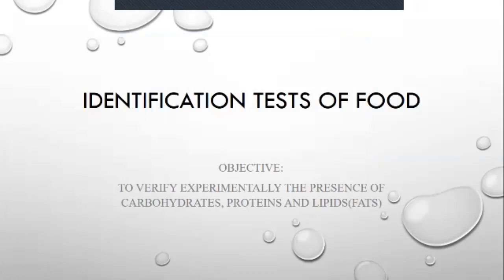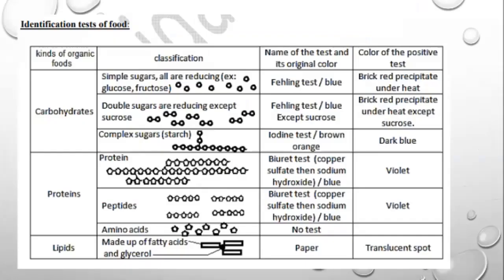Our objective for this session is to verify experimentally the presence of carbohydrates, proteins, and lipids as organic foods. This table, as you can see, summarizes the organic foods with all the tests and results that you will recognize a few seconds later. You can pause at it later after watching the video to review it, but now you are going to watch two videos that show three types of tests.